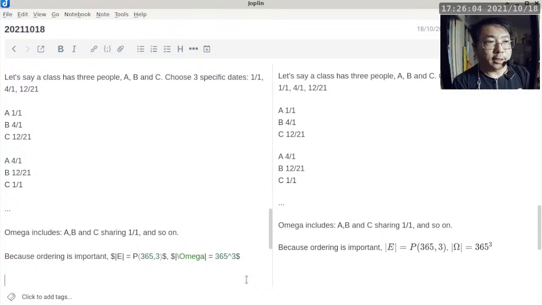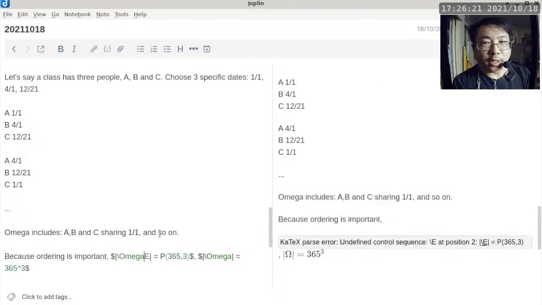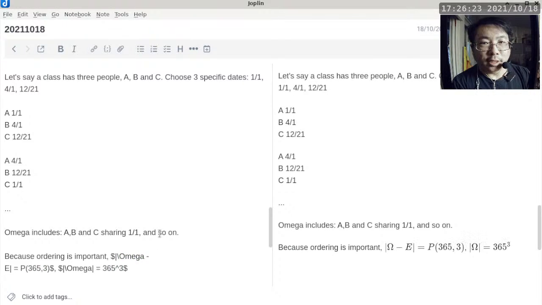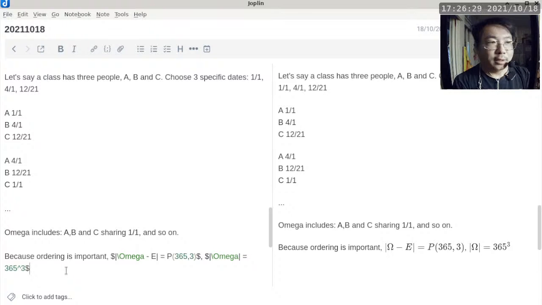Actually, I lied. Jonathan, you didn't catch me making this error here. E is not this, right? This is the complement of E. So I really need to say that this is actually the complement of E, which is omega minus E. So I lied again. There we go. This is actually omega minus E.